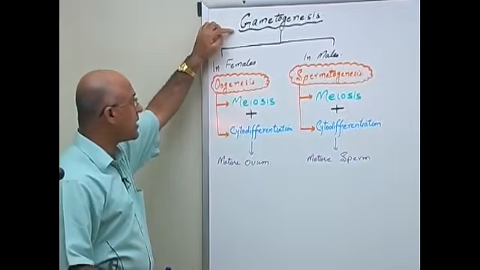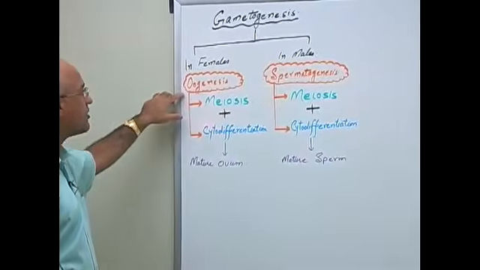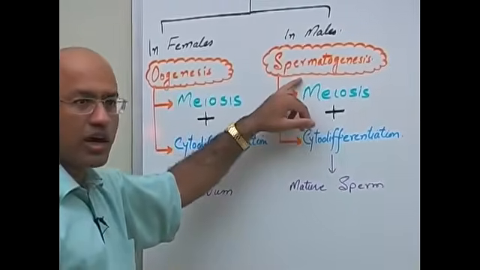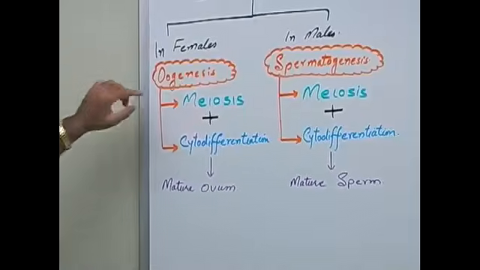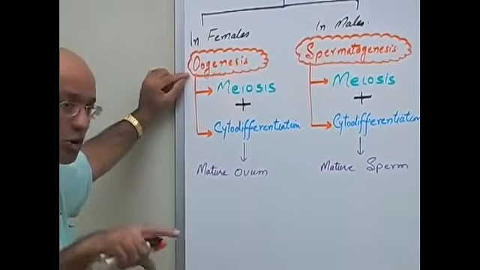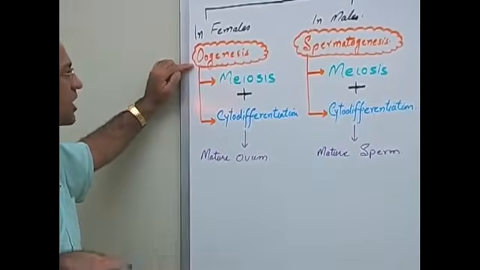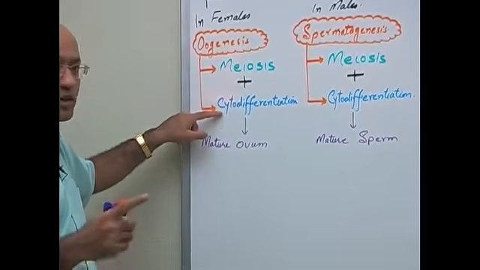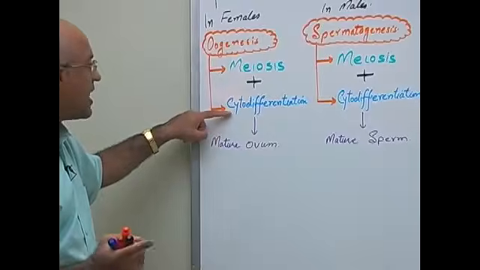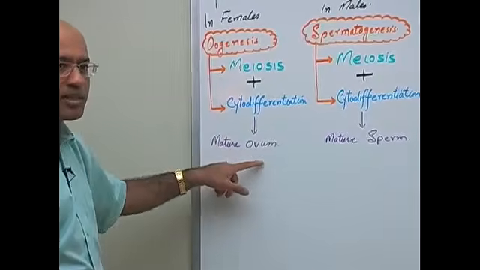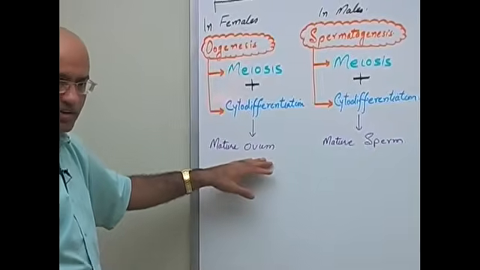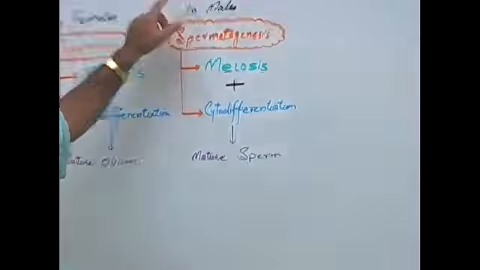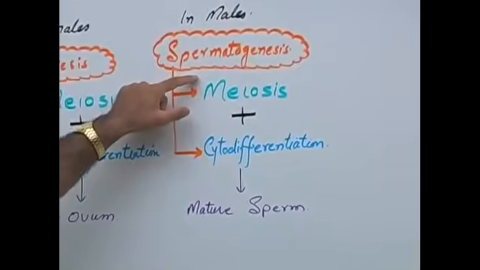Now, in females, gametogenesis is called the process of oogenesis, and in males, the gametogenesis process is called spermatogenesis. In females, during oogenesis, the female germ cells pass through the process of meiosis and then undergo cytodifferentiation and maturation and eventually produce the mature gamete, which is called the mature ovum.